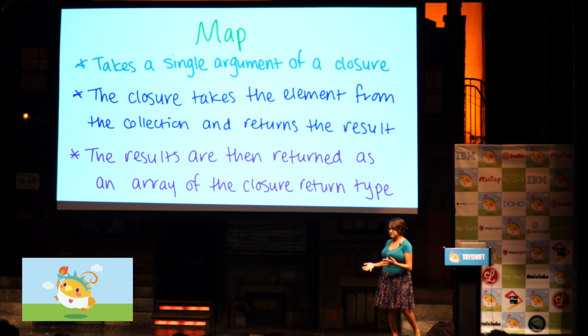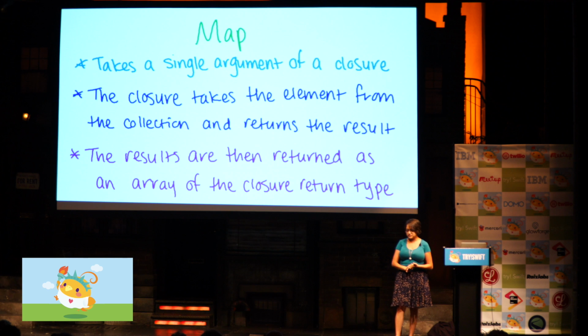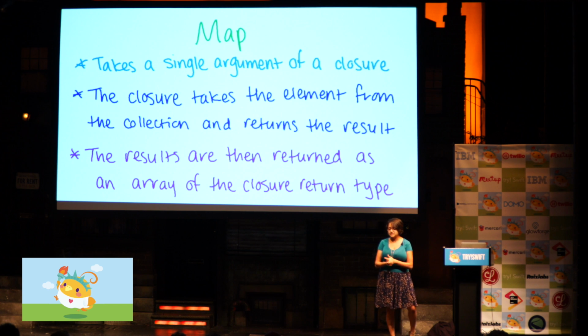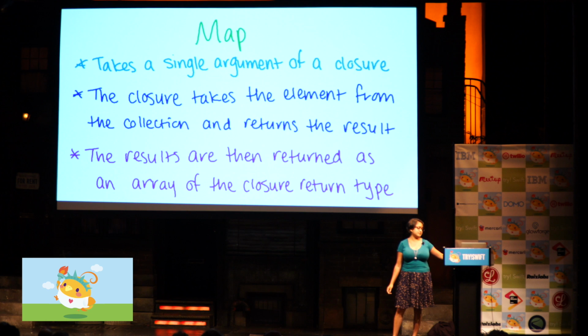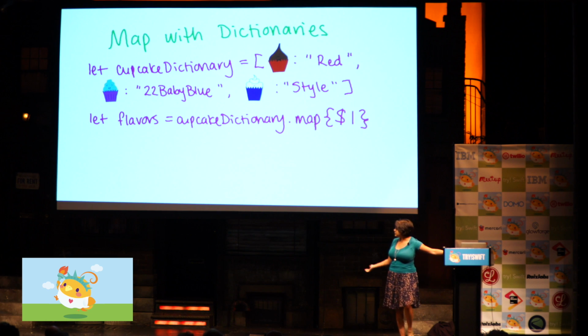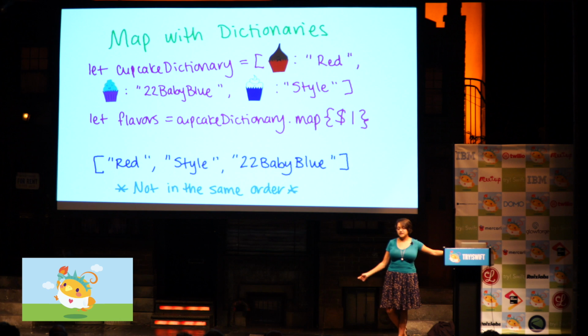Okay, so just going over mapping. Mapping takes a single argument of a closure. The closure takes an element from the collection and returns the result, and then the results are all aggregated together into an array of the closure return type. If you wanted to map over a dictionary, you would do the same thing. In this case, the first argument is the key, the second argument is the value. So if I wanted to get an array of all of the values, I would just map $1, and it would return to me an array of all of the cupcake types. And you'll actually see it's not in the same order because dictionaries are unordered.